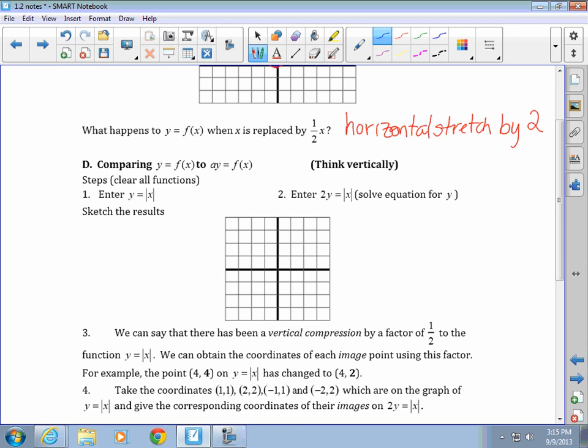Okay, so this says comparing y equals f(x) to y equals a f(x). Now this a value is being applied to the y. In the last example, it was being applied to the x. So if we do an absolute value graph, if you remember, the absolute value graph makes the V, so this would just be at (1, 1), (2, 2), (3, 3), (4, 4), and (0, 0) of course. When you're doing these for real, you should use a straight edge for things like this.